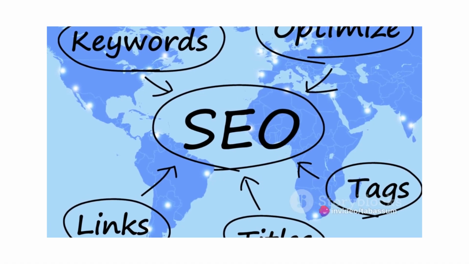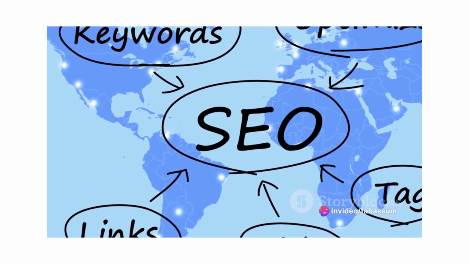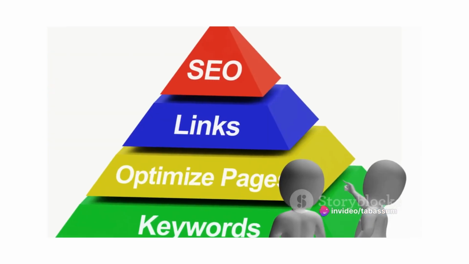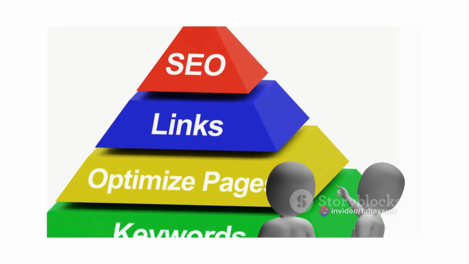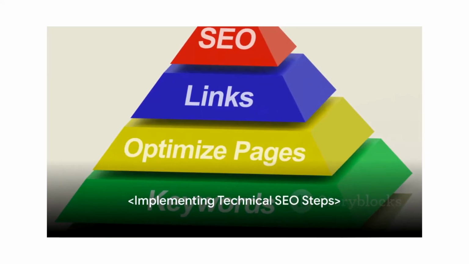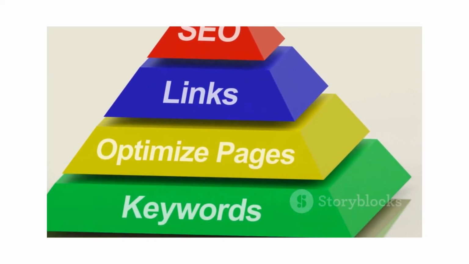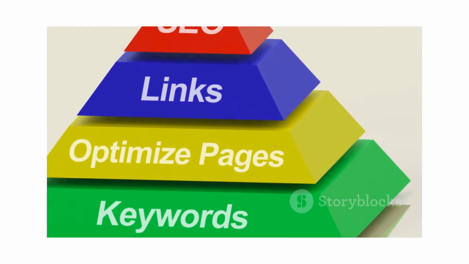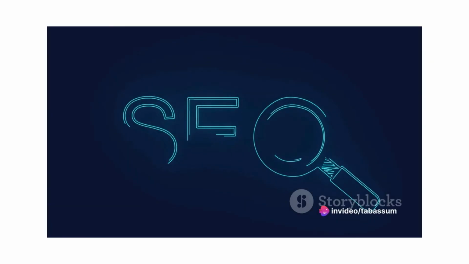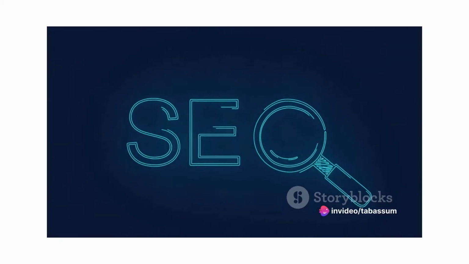To recap, implementing technical SEO involves ensuring crawlability, optimizing site structure, speeding up the site, making it mobile-friendly, securing it, optimizing for local search, and implementing schema markup. Each of these steps plays a crucial role in helping a site rank higher on search engine results.